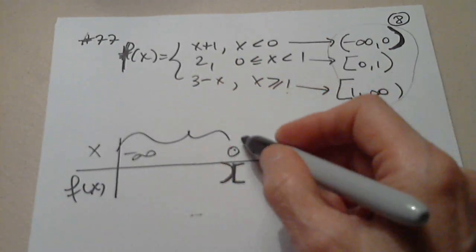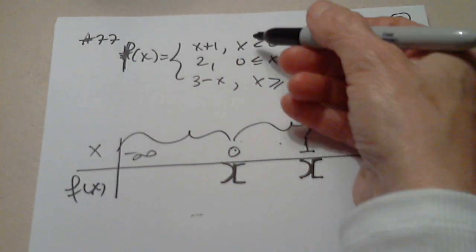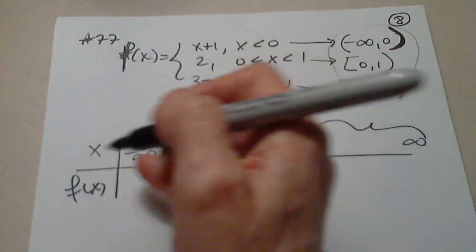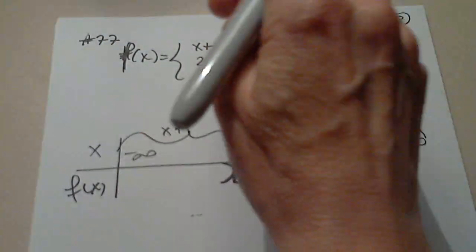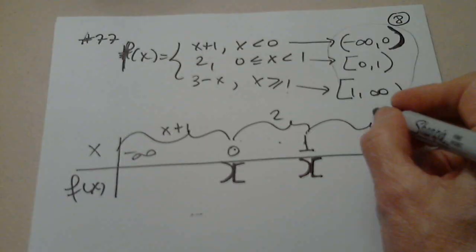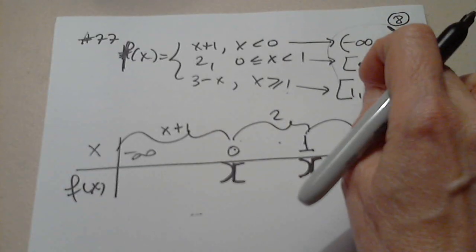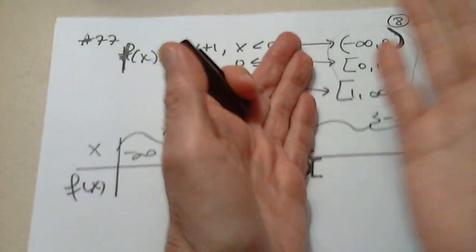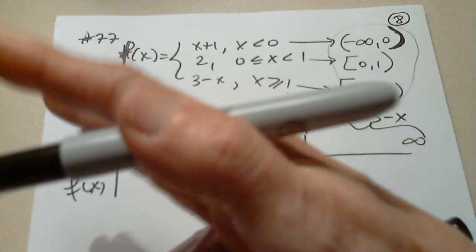I will make myself a note so I don't make a mistake because these may not be in the correct order. X plus 1 to the left of 0. 2 in between 0 and 1. And 3 minus x from 1 to infinity. So this will be one graph, this will be another, and this will be the third. They will not overlap.